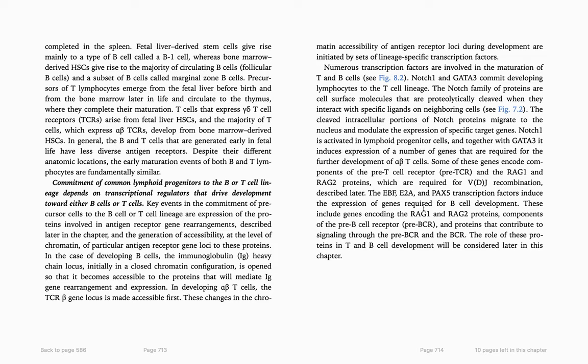The EBF1 and PAX5 transcription factors induce the expression of genes required for B cell development. These include genes encoding the RAG1 and RAG2 proteins, components of the pre-B cell receptor, and proteins that contribute to the signaling through the pre-B cell receptor. The role of these proteins in T and B cell development will be considered later in this chapter.